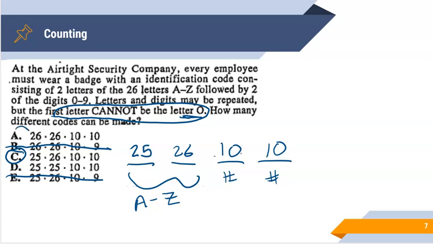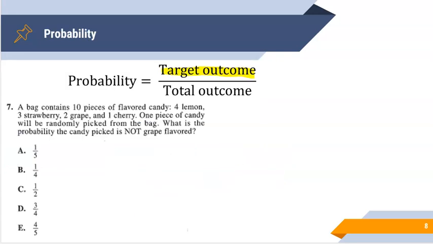Notice the distractor letter A is thinking that maybe someone did not see this letter O. Okay, so that's counting. The next piece I want to talk about is probability. Think about probability being a fraction, where it's always the target over the total.